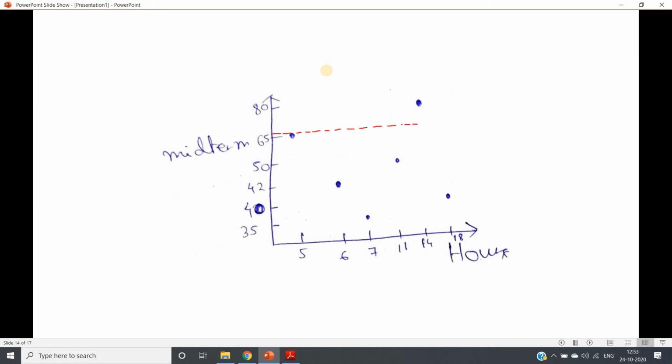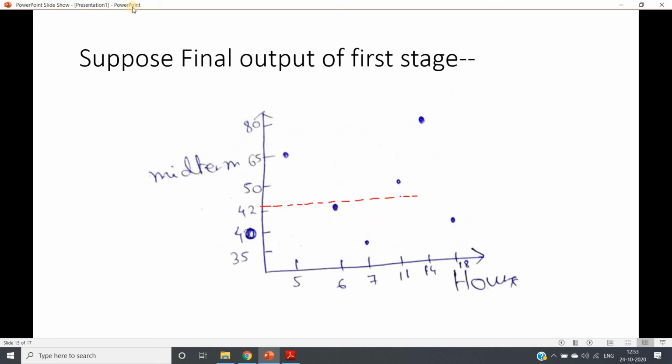So suppose after all these possible combinations it finds that, based on midterm score, if we consider this value 42, greater than 42 and less than 42, and divide our training data set into two parts based on this, that time the classification error rate is minimized. As it follows a greedy approach, it will not consider what will happen in the future.